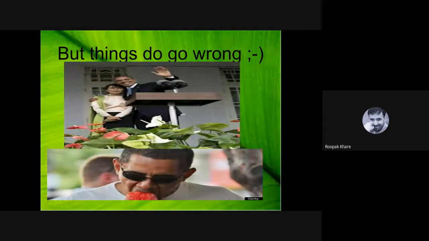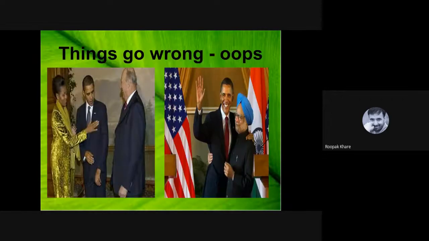But then things do go wrong with him as well. Here in this picture, the way he's holding the lady, it wasn't considered very well. The way in public he was enjoying his candy was again captured and was labeled indecent. In this picture, he looked concerned about his clothes, while here the way both of them are holding each other was not taken very healthily.